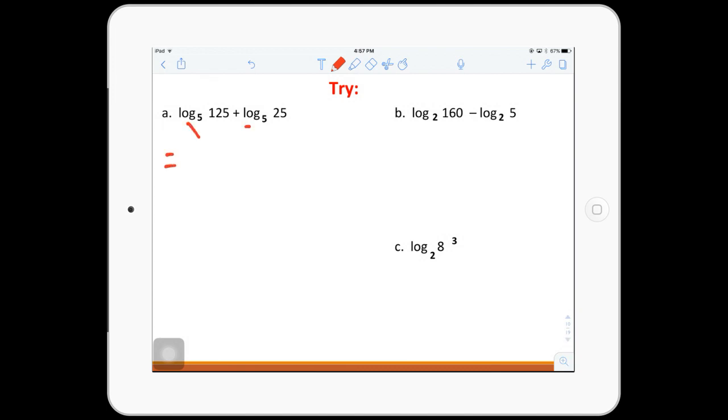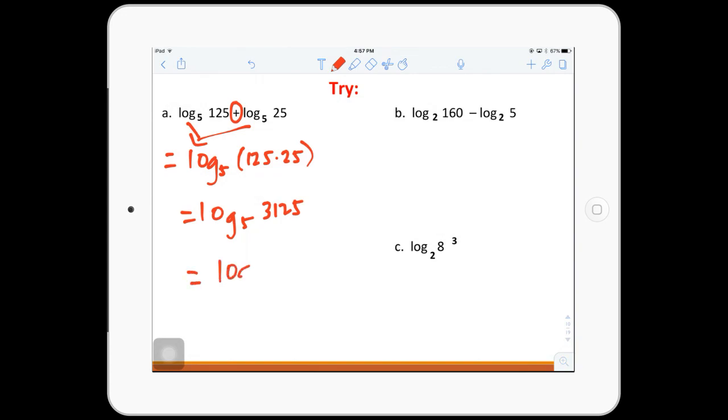So again, to condense, we're going to bring together the log 5s. Adding means multiplying, so we have 125 times 25. And that gives us log 5 of 3125. Make sure you use your calculator to confirm these answers. Log 5 of 3125 becomes 5 to the 5th power, and the log 5 of 5 cancels out. Final answer is 5.